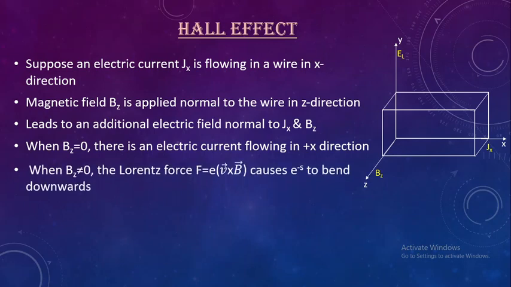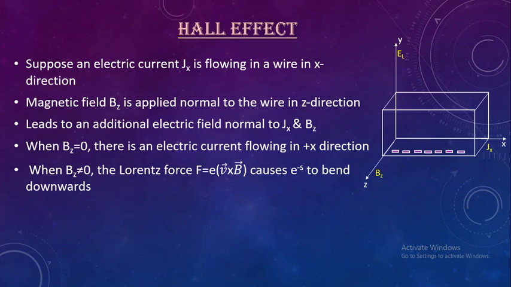When magnetic field is applied, that is Bz is not equal to zero, in that case, the Lorentz force, which is nothing but F is equals to e into v cross B, causes the electrons to bend downwards. And due to this bending, it results in accumulation of electrons on the lower surface, which produces net negative charge on the lower surface. We know that Lorentz force, when we apply magnetic field, is given by F is equals to e into v cross B, which just implies the nature of velocity as well as magnetic field. So both are going to be normal to each other and the force produced will be normal to both of them.